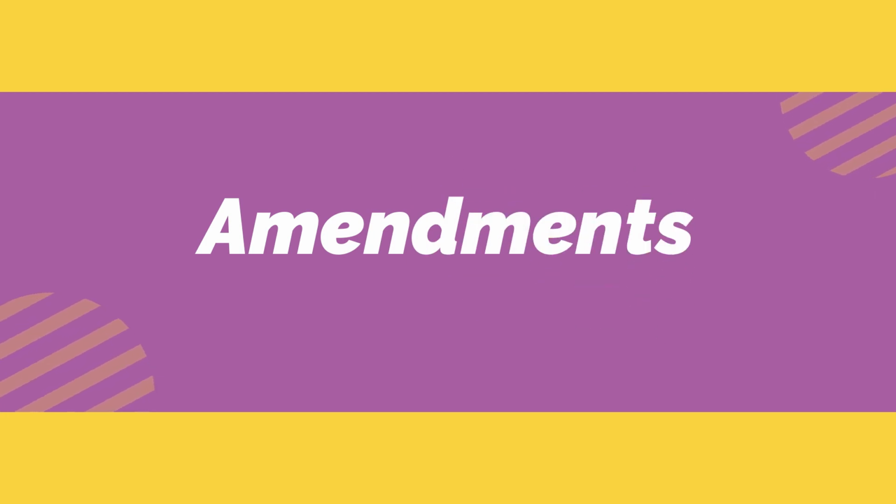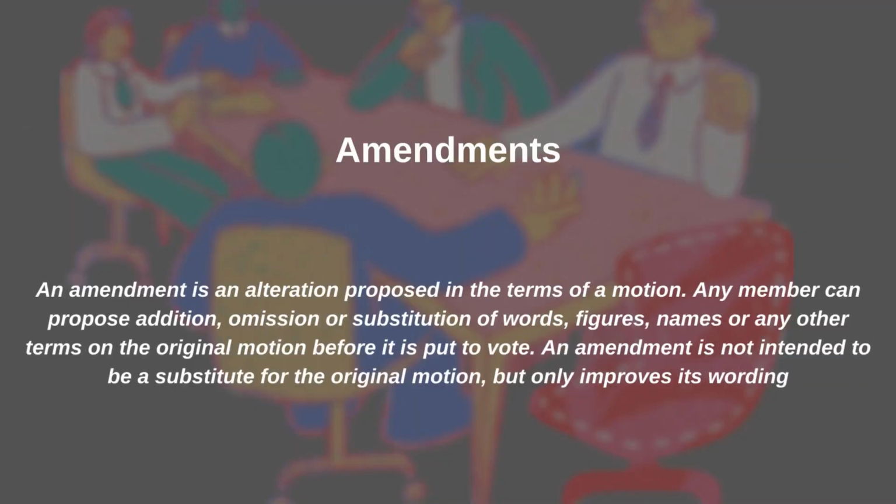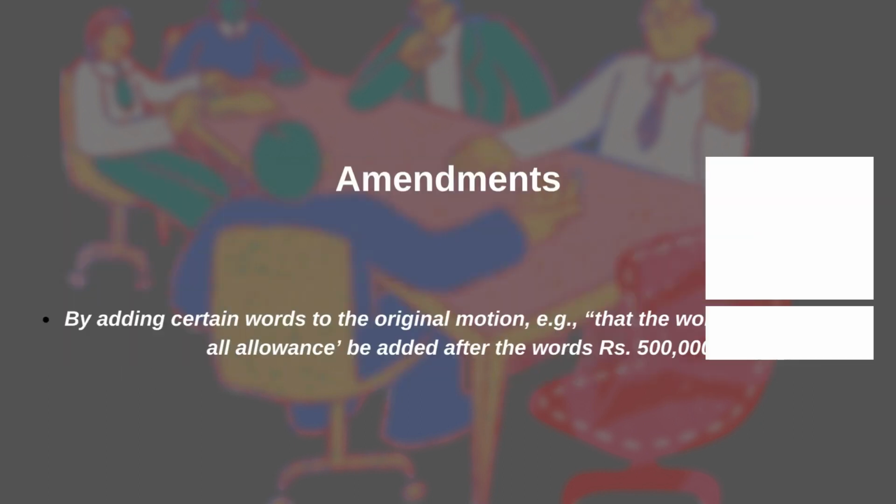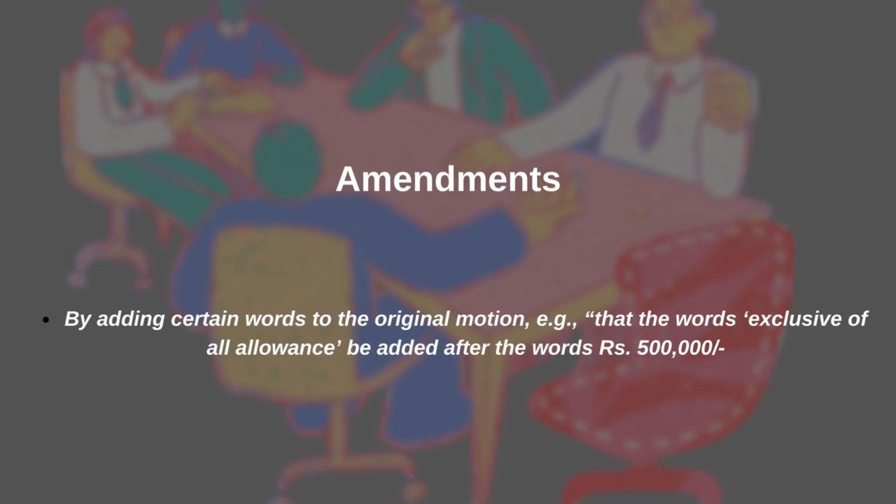Now let's talk about amendments. An amendment is an alteration which is proposed in terms of a motion. Any member can propose an addition, omission, substitution of words, figures, names, or any other term on the original motion before it is put to vote. Okay? And I'm making this clear. An amendment is not intended to be a substitute for the original motion. It improves its wordings, or if there is something that needs to be added, it adds to the motion.